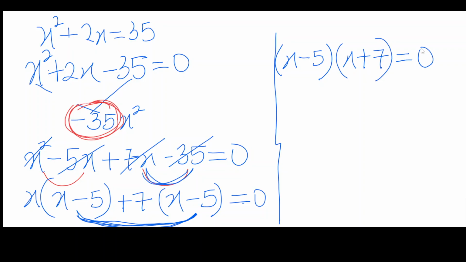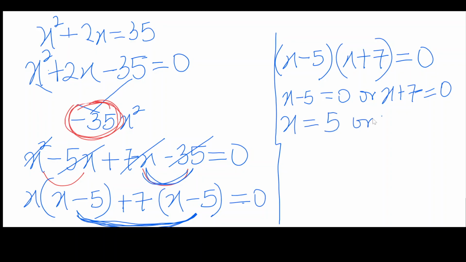So from here, it's either x minus 5 equals 0, or x plus 7 equals 0. Then I have x equals 5, or x equals negative 7. So these are the answers to our quadratic equation. So the answers are x equals 5 or x equals negative 7.